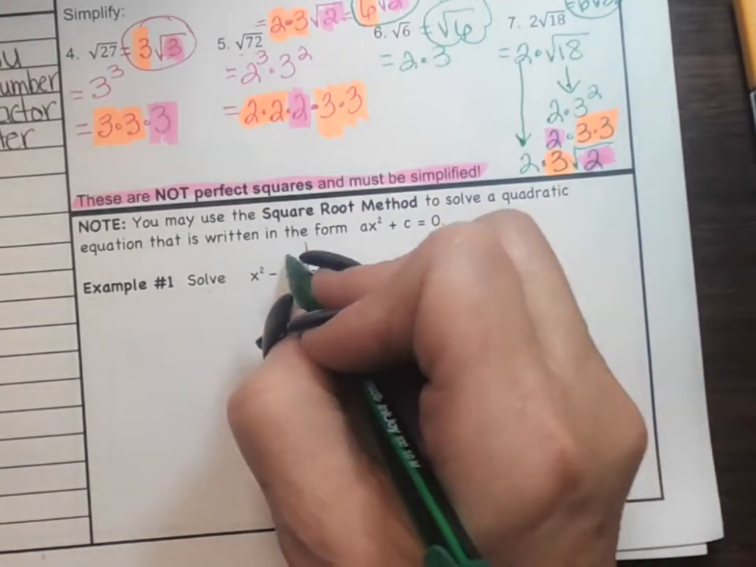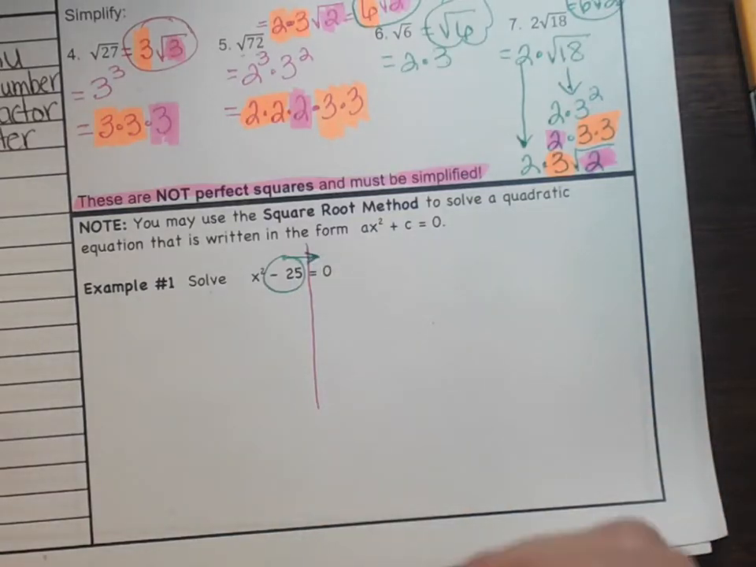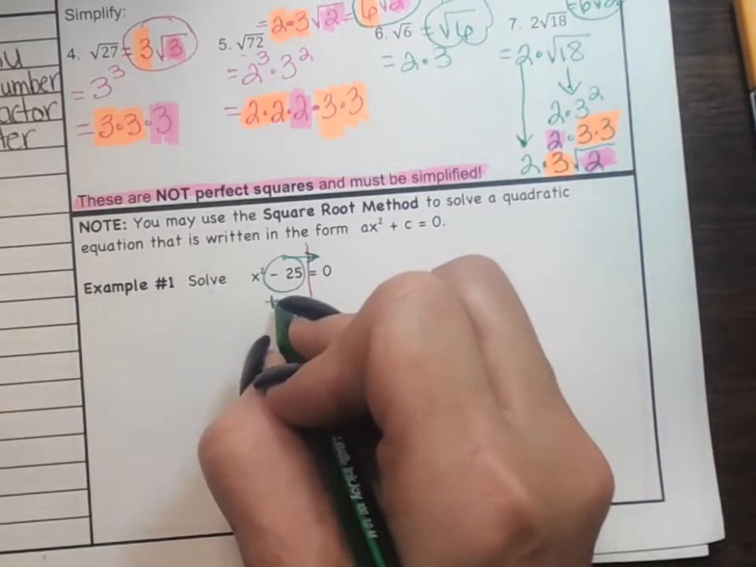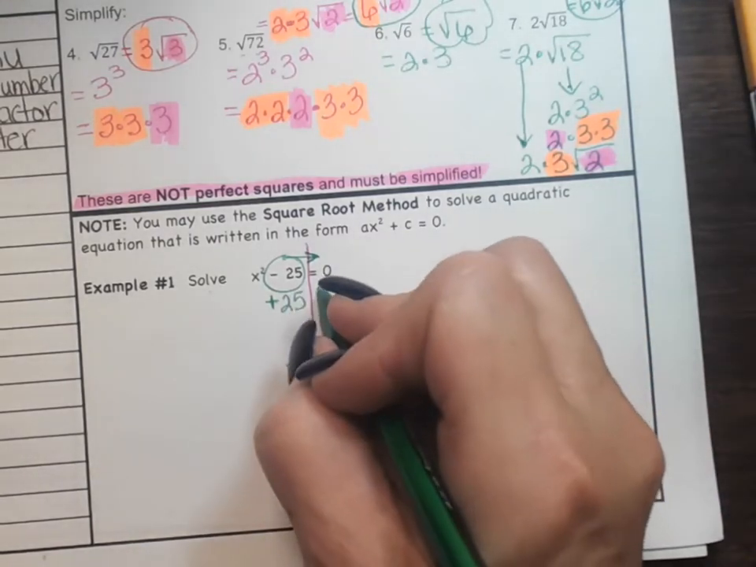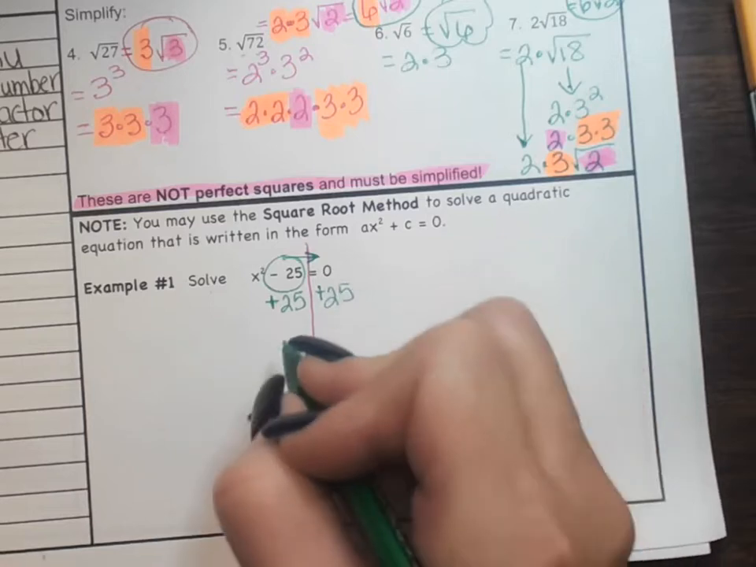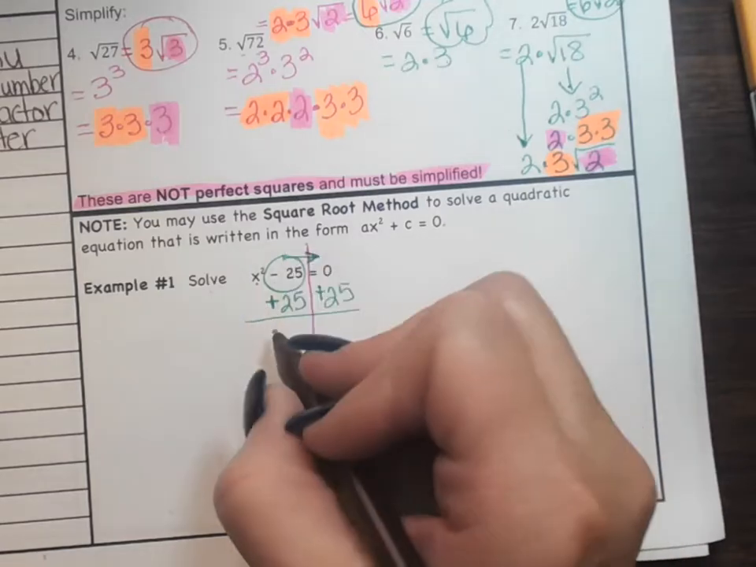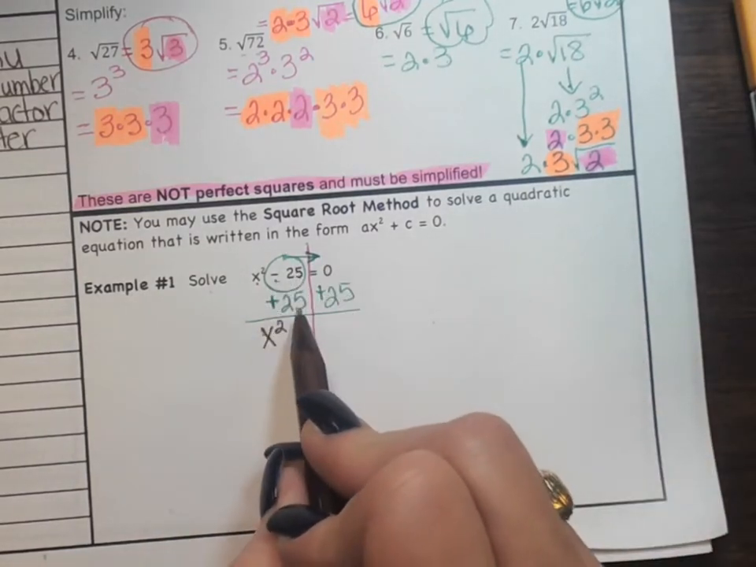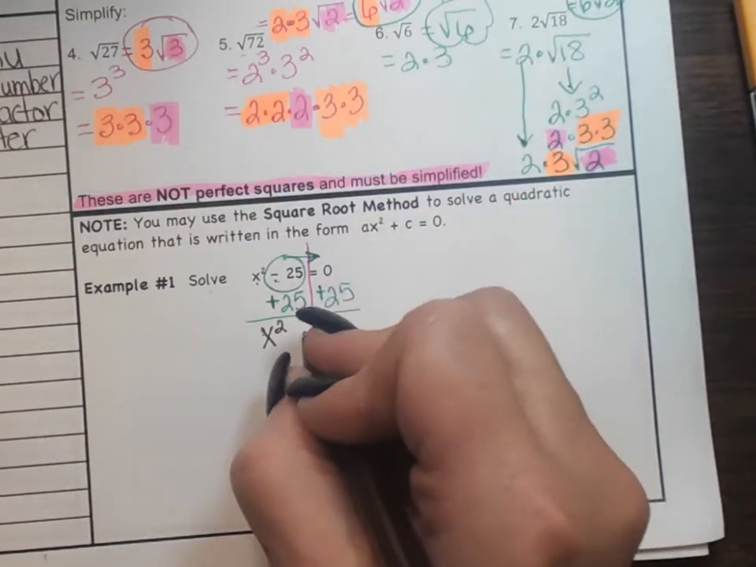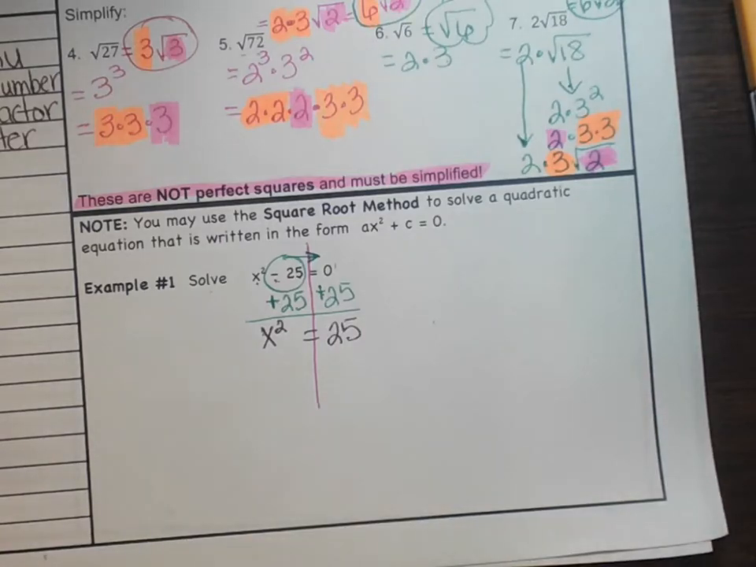We want to take this minus 25 and move it to the other side. And if you remember, the opposite of subtracting is adding. So we're going to do plus 25 on the left. And what you do to one side, you must do to the other. So we're going to add 25 to the right. We didn't do anything to the x squared, so he comes down. Negative 25 plus 25 cancels out. And we have equals 0 plus 25, which is 25. So we now have x squared equals 25.